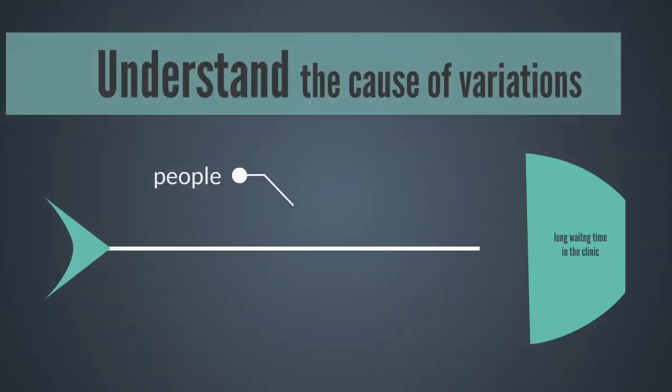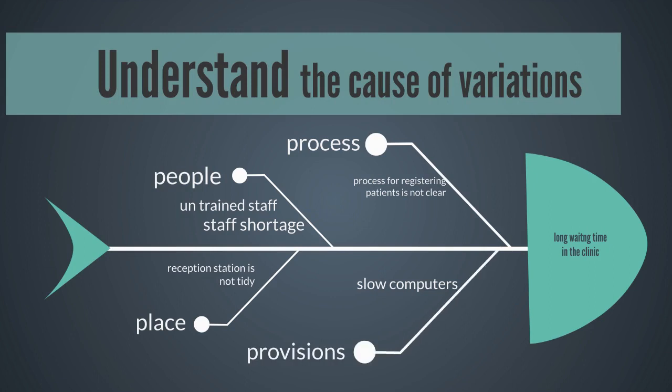After clarifying the process, the team starts to discuss causes of variations. The main question here is why the process is not reaching its target. Never ask who is responsible for that. Instead, always ask what happened and how to improve.